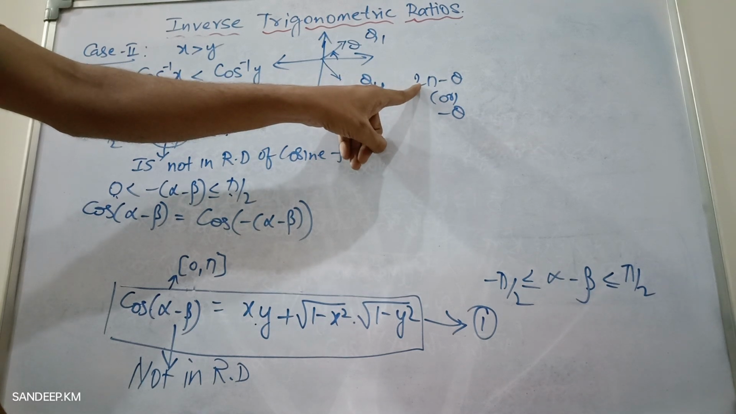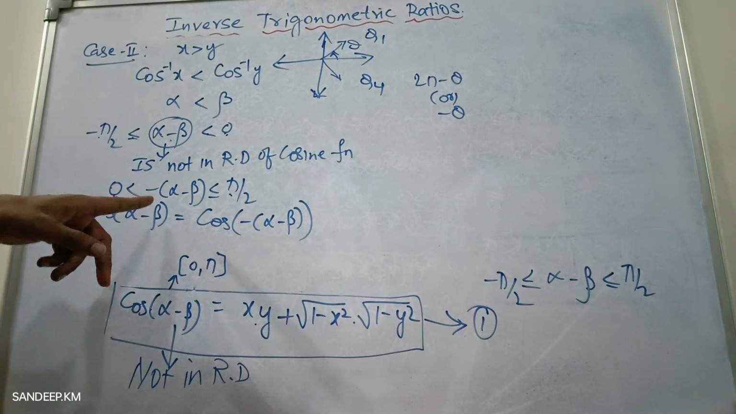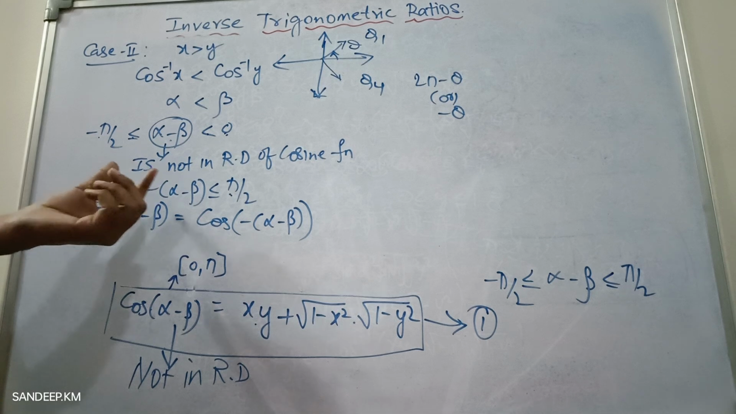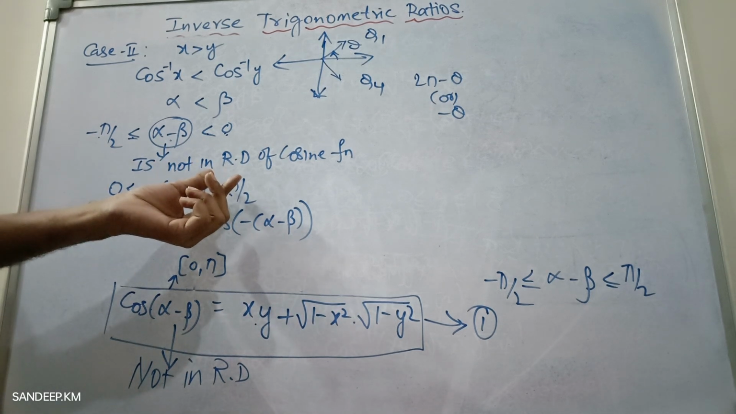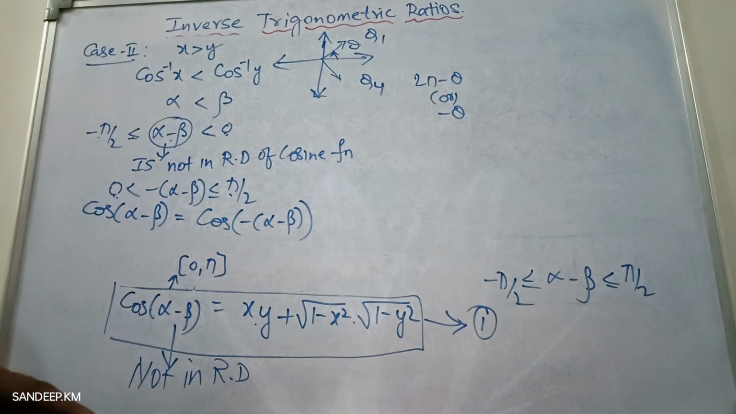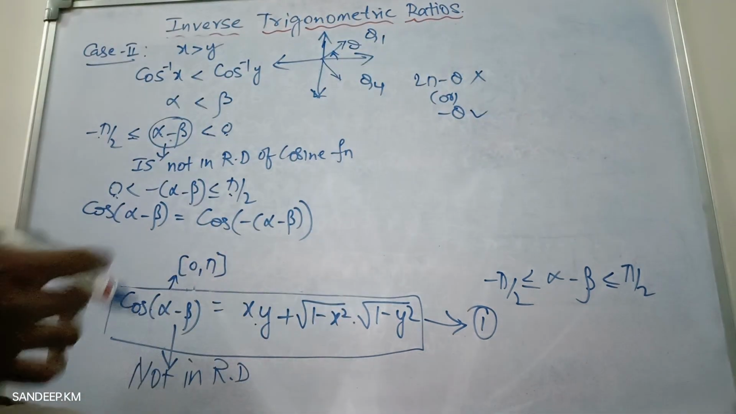2 pi minus theta. Check whether 2 pi minus theta is in the restricted domain of the cosine function or not. If I add 2 pi here, I'll get 2 pi and 2 pi plus pi by 2. So the angle will be between 2 pi and 5 pi by 2. It is not in the restricted domain of the cosine function. So that's why I did not take 2 pi minus theta and I have taken minus theta.